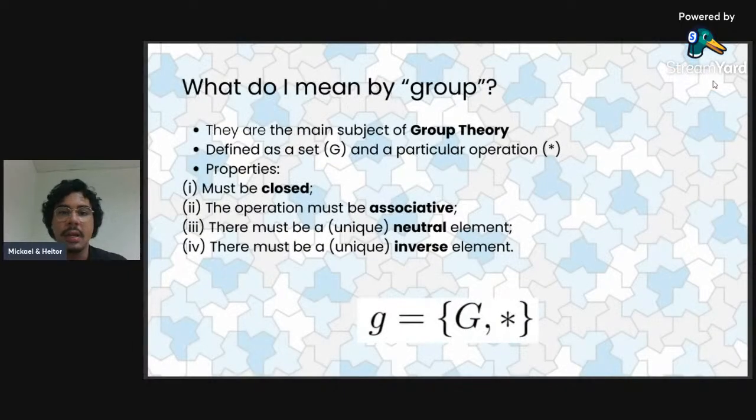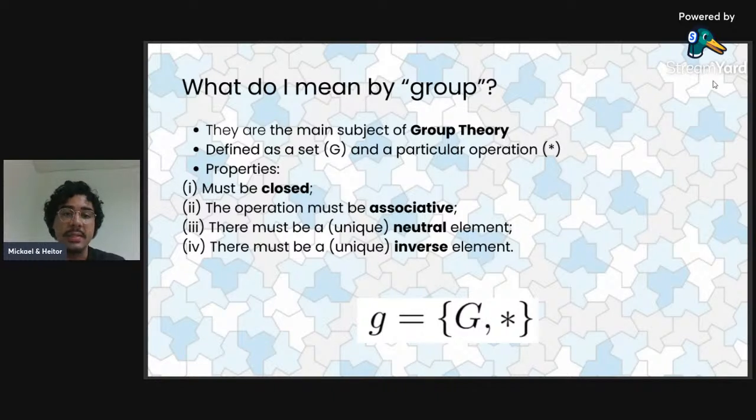So first, what do I mean when I say group? Group is nothing but the main subject of group theory, a branch of mathematics that studies groups. And a group is nothing but a set, here denoted big G, and a particular operation, here denoted star. I can take this operation and operate the elements of the set with each other.